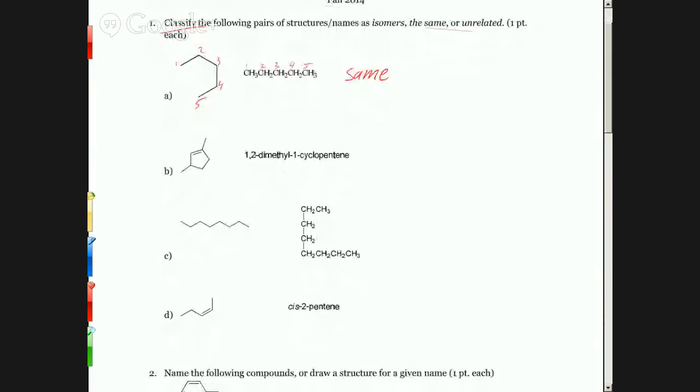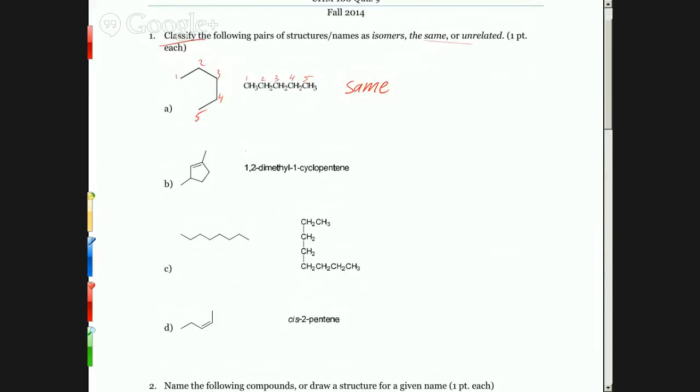Okay, so this one we could do the same thing. So we already have a name on the right. We could get the name for the left and see if they're the same or not. Or we could try to draw this structure from this name and see if they're the same. Which one do you want to do? Should we draw it? Okay.